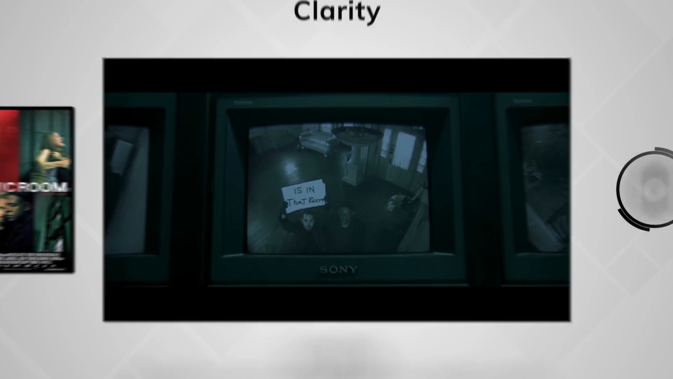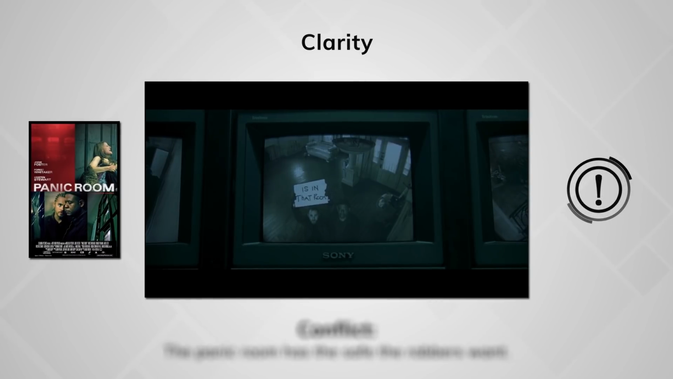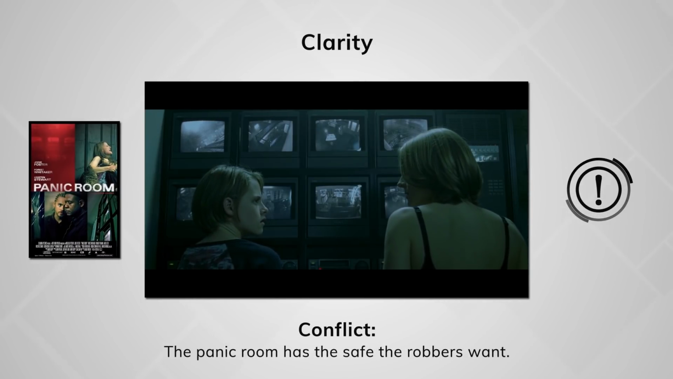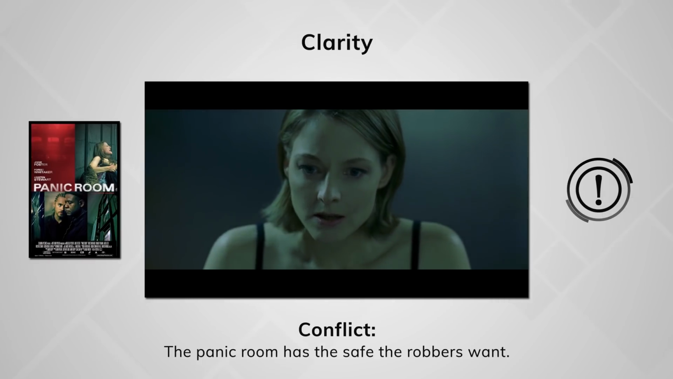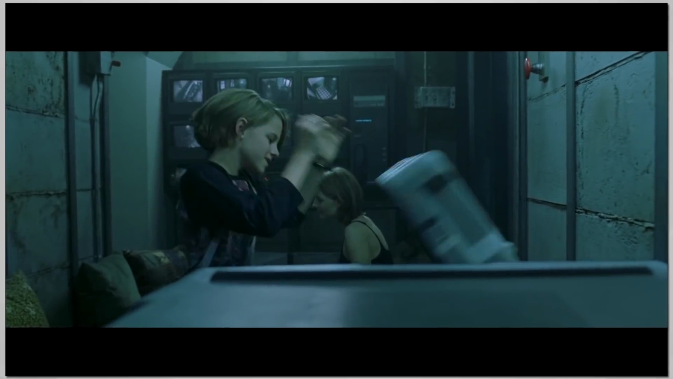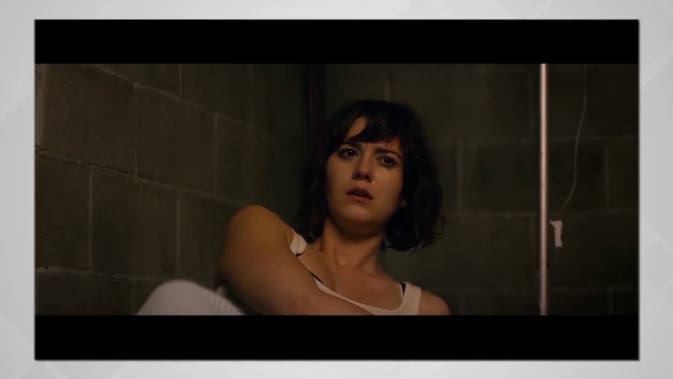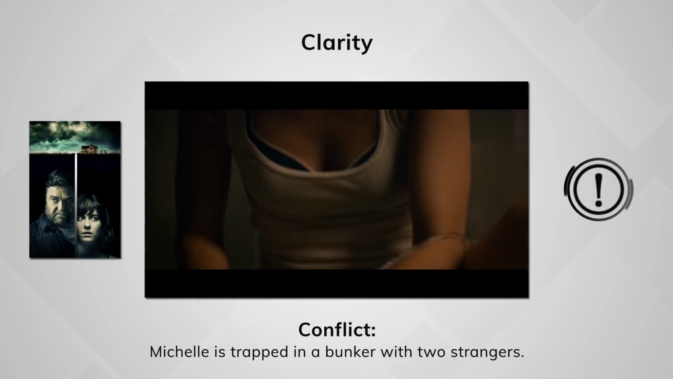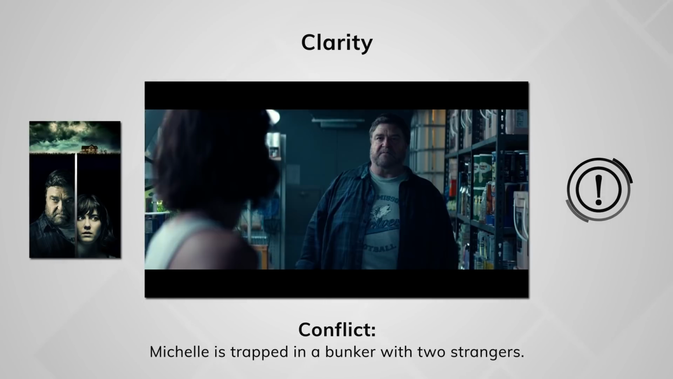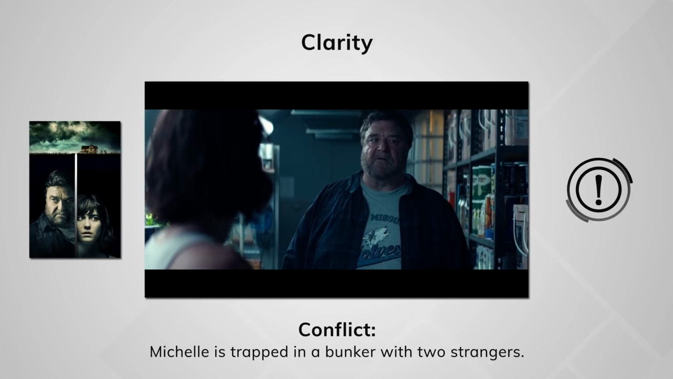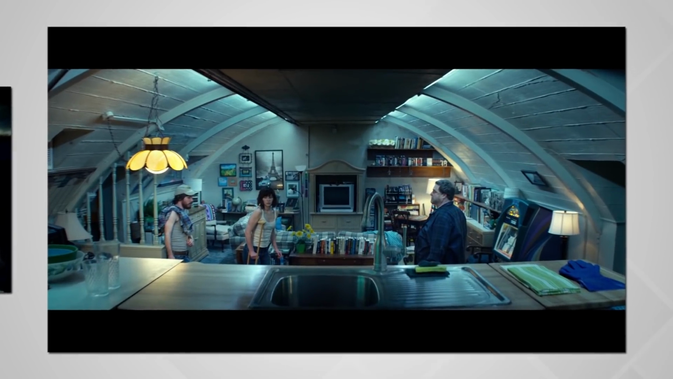In Panic Room, the conflict is clear. The robbers want what's inside the panic room. Meg and Sarah fear they will be killed if they open the door to the panic room. That is basically the entire conflict of the film. In 10 Cloverfield Lane, Michelle wakes up in an underground bunker and wants to understand what's going on, if she is safe, and if she can trust the men around her. That is essentially the entire conflict of the film.